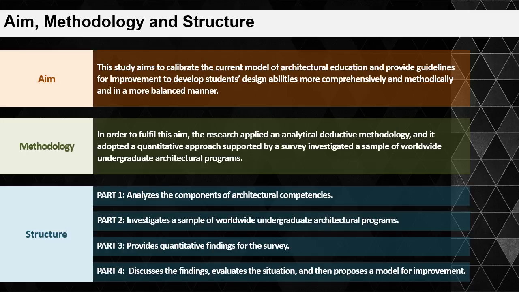In order to fulfill this aim, the research applied an analytical deductive methodology, adopted a quantitative approach, and investigated a sample of worldwide undergraduate architectural programs. The research is divided into 4 parts. The first part analyzes the components of architectural competencies. The second part investigates a sample of worldwide undergraduate architectural programs. The third part provides quantitative findings for the survey. The fourth part discusses the findings, evaluates the situation, and then proposes a model for restructuring the architectural programs.